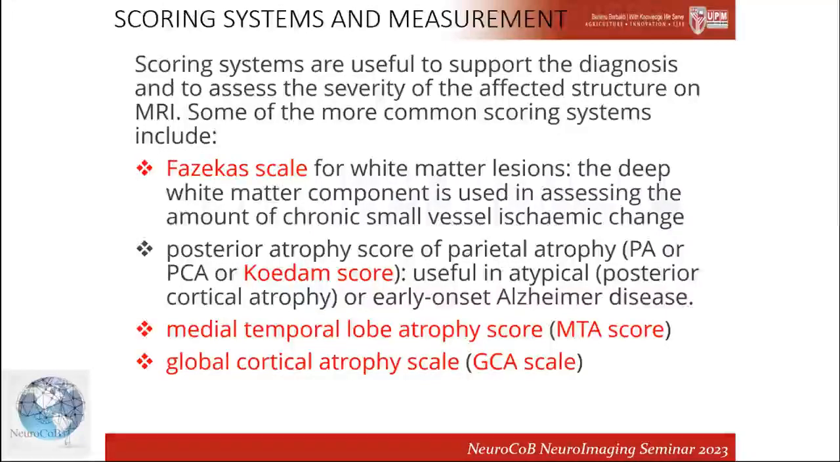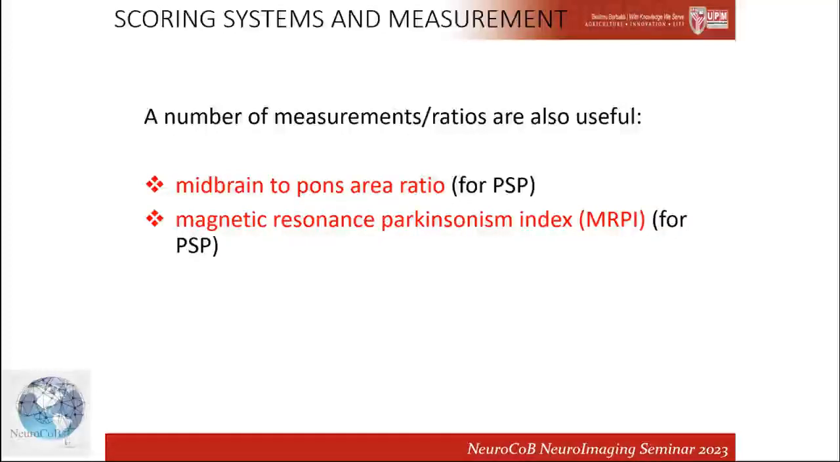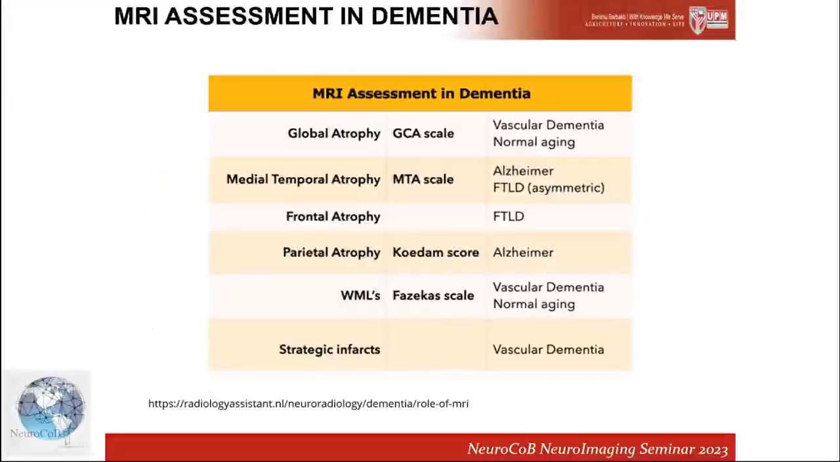So scoring systems and measurements are useful to support the diagnosis and to assess the severity of the affected structure on MRI. Some of the more common scoring systems include the Fazekas scale, the Koedam score, the MTA score, or medial temporal lobe atrophy score, as well as the global cortical atrophy scale. A number of measurement ratios are also useful, such as the midbrain to pons area ratio for PSP, and also the magnetic resonance parkinsonism index or MRPI for PSP as well. I will touch on it later on. All these scales are important for the different structures' abnormality.